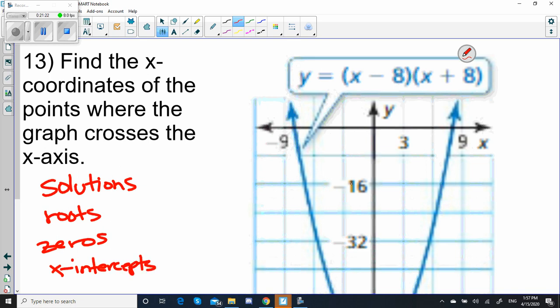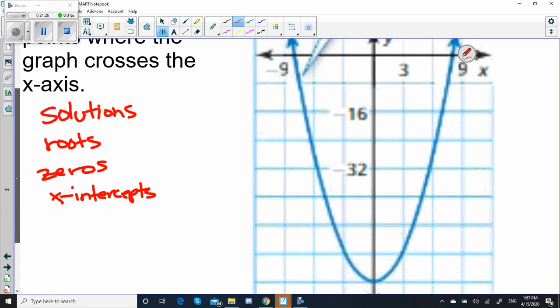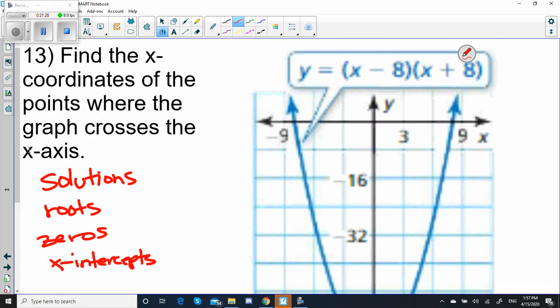Okay, so if you look at this picture, this is a parabola or a quadratic equation, just like most of the ones that we just solved. The answer is right here, where the parabola crosses the x-axis, and this is the x-axis. Now it's hard to tell because the x-axis is by 3's, but they give you the equation right here.